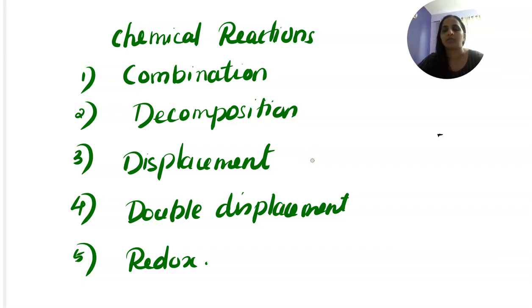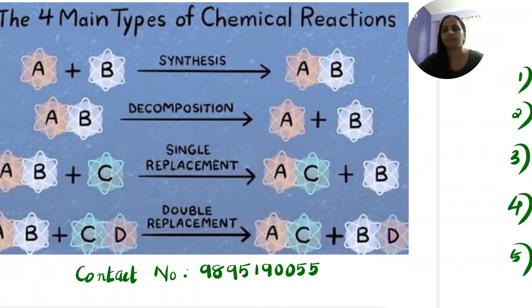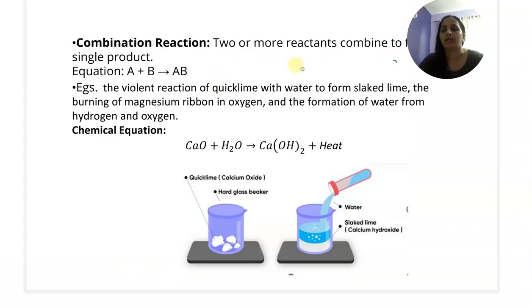So first one, combination reaction. What is a combination reaction? Here you can see A plus B combine together and you are getting AB. That is an example of a combination reaction. In combination reactions, two or more reactants combine together and you are getting a single product. That is the important thing you should identify. After the reaction of two or more reactants, we will get a single product.